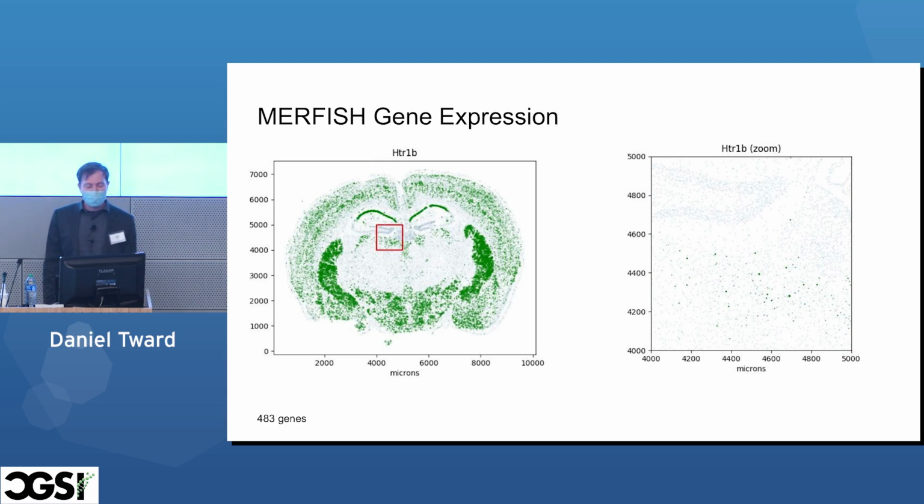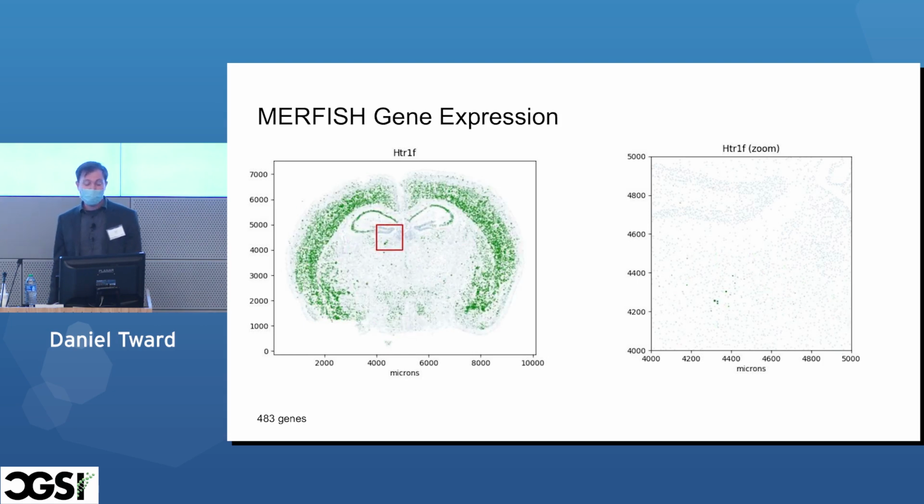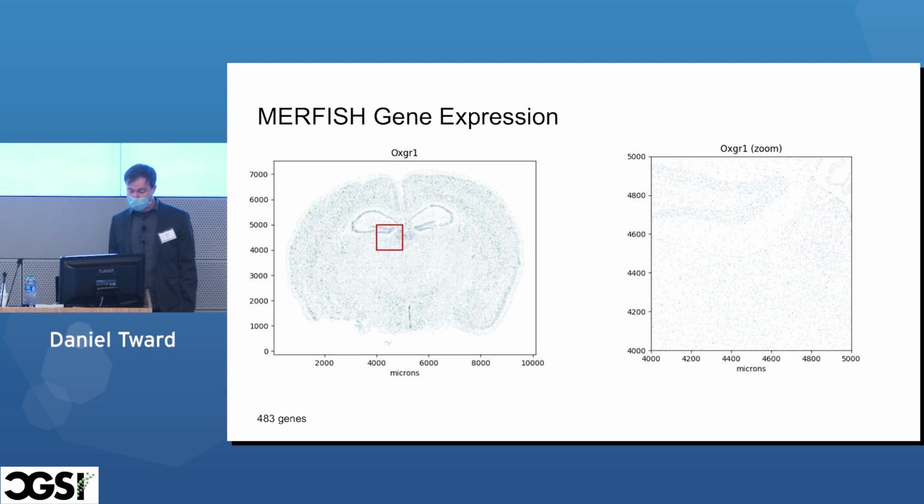So here's an example shown in green of the expression of a gene called HTR1B. And you can see that this gene has a very interesting spatial pattern. It's expressed very strongly in the basal ganglia, but it's also expressed in the hypothalamus and throughout the cortex. I'll show another example of a gene called HTR1F, and this one you can see is predominantly expressed in the cerebral cortex, but in the inner layers rather than in the outer layers. And there are some genes like this one, OXGR1, that are expressed throughout the brain, and they don't have a particularly well-defined spatial pattern.